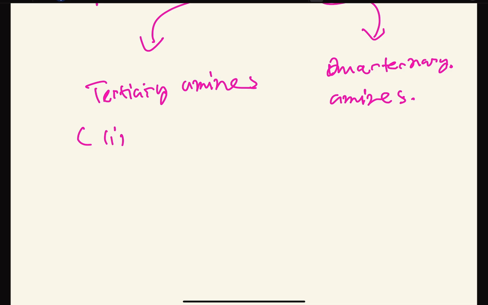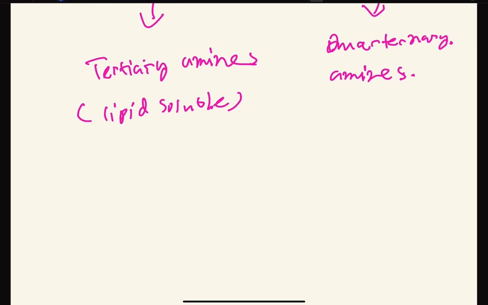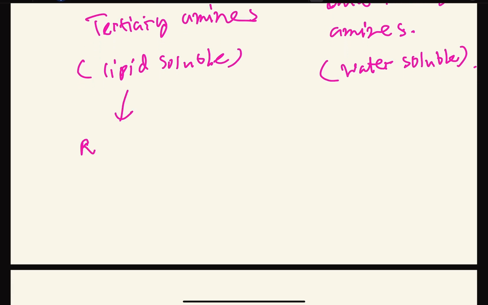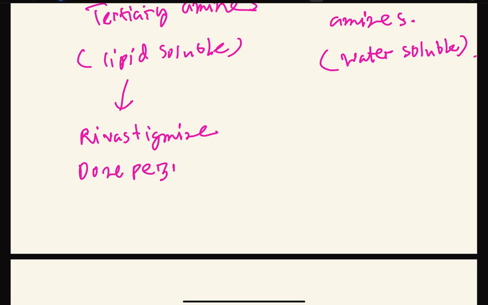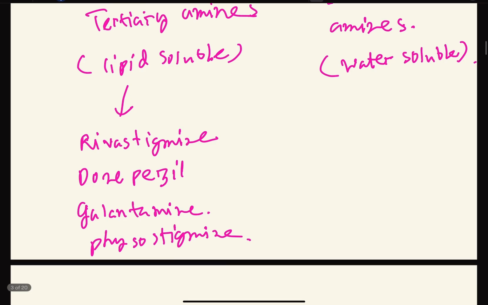Tertiary amines are more lipid soluble, and they can cross biological membranes easily. Because they are lipid soluble, they can penetrate the blood-brain barrier and enter the central nervous system. But quaternary amines are water soluble and they can't penetrate the blood-brain barrier. In tertiary amines, we have rivastigmine, donepezil, galantamine, and physostigmine. And in quaternary amines, we have neostigmine and pyridostigmine.